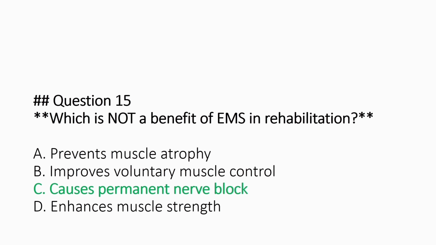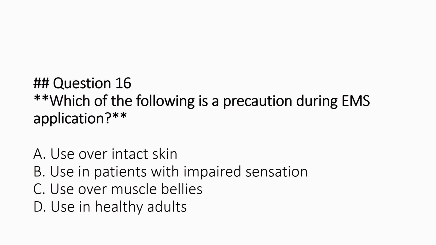Now let's move to question number 16. Which of the following is a precaution during EMS application? Option A, use over intact skin. Option B, use in patients with impaired sensation. Option C, use over muscle bellies. Option D, use in healthy adults. And the answer is option B, use in patients with impaired sensation.